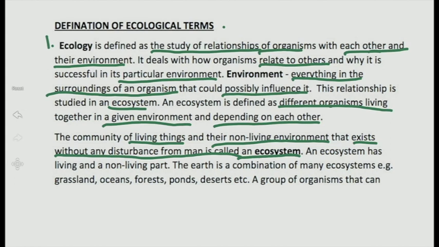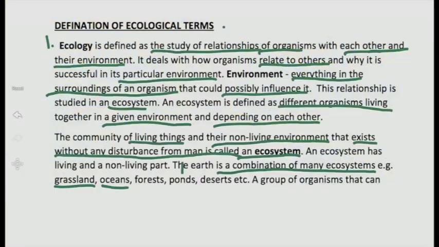Ecosystem has the living and non-living part. The earth is a combination of many ecosystems. They include the grassland. Living things survive in the grassland. The grassland is growing in the soil, and then we are saying we have an ecosystem. The grassland is part of the ecosystem. The ecosystem is also made of the ocean, the forests, the ponds, the deserts, and many others.